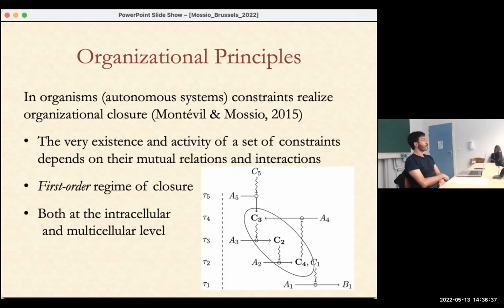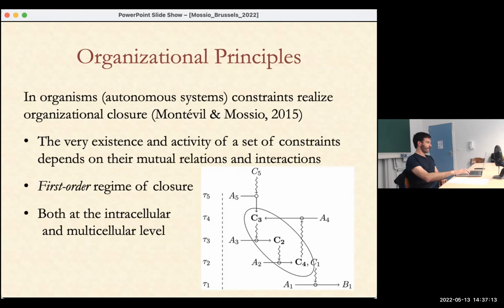Sorry, what was the second part of the closure? So it was at the same time enabling a process and then something else too? Depend. So each constraint is there because it is maintained or produced by a process, or a set, of course, it's a simplification, of reactions, et cetera, which are under the control of other constraints, those constraints depending on the constraint that we are looking at. That creates a kind of bootstrapping of constraints. So this is the notion of closure.